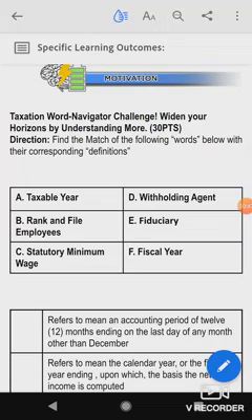So to start, Lesson 1, the usage and identification of the different kinds of income tax eBIR forms. We start with our motivation activity, which is a word navigator challenge, which widens our horizon by understanding more vocabularies about tax or taxation. The direction for this activity is to find the match of the following words below with their corresponding definitions. We have 6 words to widen our vocabulary on income taxation.